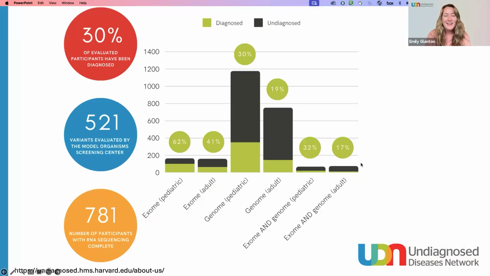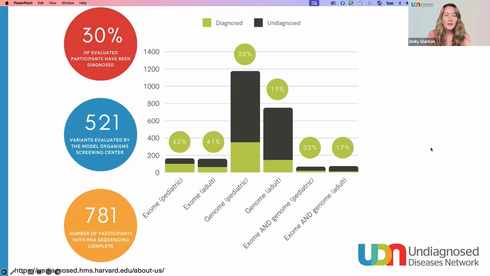Next slide, please. Every quarter we publish a quarterly report that's available on our website at the link there on the About Us page. From the July quarterly report, these are the updated numbers. About 30% of our participants have been diagnosed, and we've evaluated about 520 variants by the Model Organism Screening Center, and completed RNA sequencing for about 780 participants.